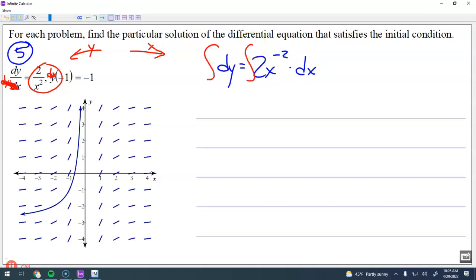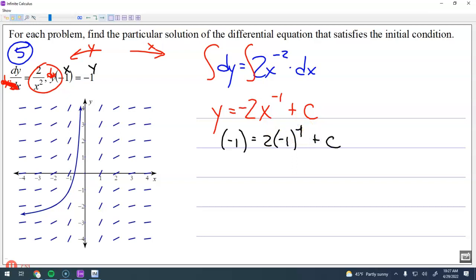So the integral of dy is y. The integral of x to the negative second, I would add 1 to the power, and then multiply by the reciprocal of that power. So what's the reciprocal of negative 1? Negative 1 times 2 is negative 2, and then you got your plus c. And all we're doing is plugging in to find out what that plus c is. So I've got x is negative 1, and y is negative 1, they're both. So negative 1 equals 2 times negative 1 to the negative first, plus c.